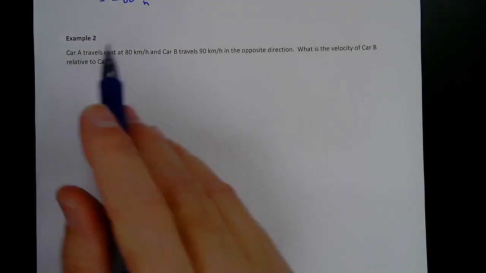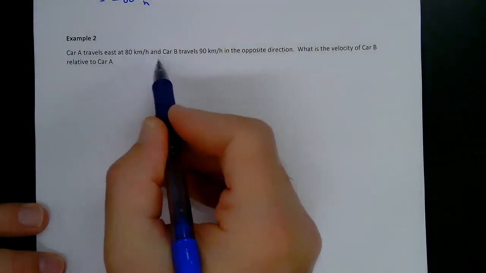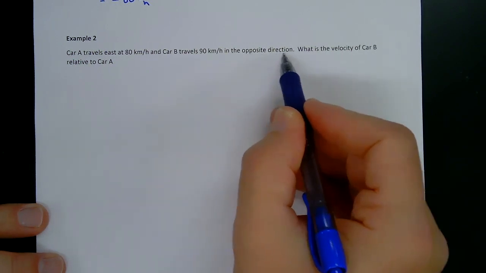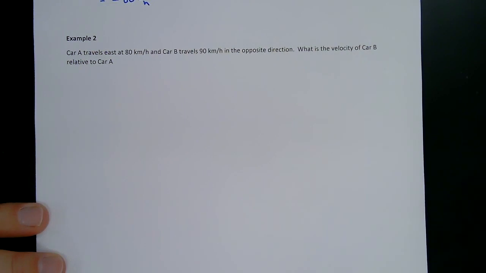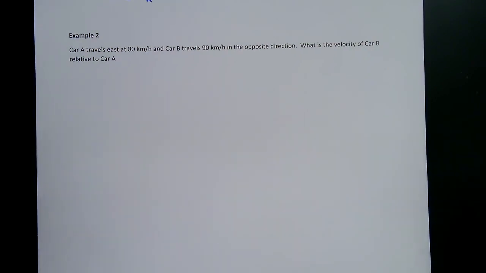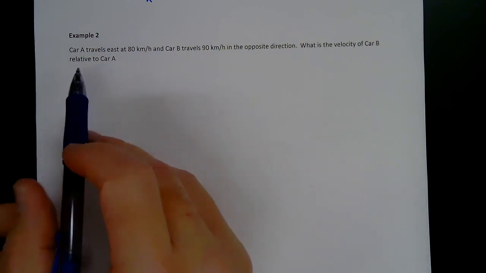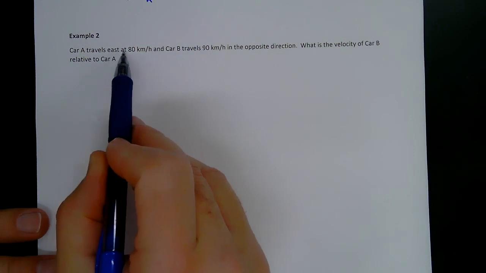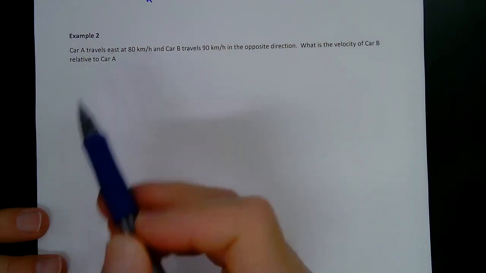Okay, so in this next example, car A travels east at 80 kilometers per hour, and car B travels 90 kilometers per hour in the opposite direction. What is the velocity of car B relative to car A? So do you add these? Do you subtract them? What do you do? What we're given here is car A is traveling east, so we know east is going to be positive, and it's going positive 80 kilometers per hour, and that's relative to the ground.